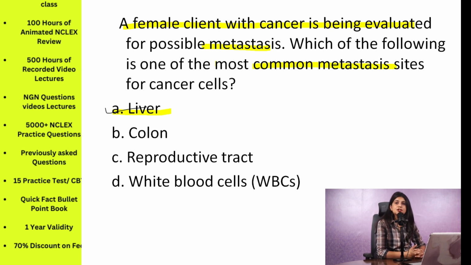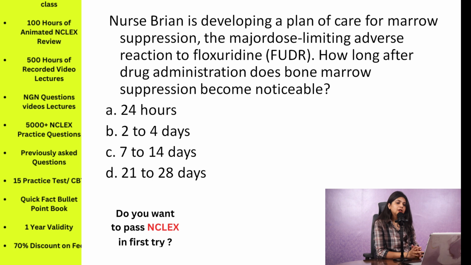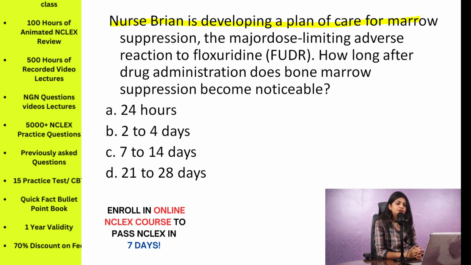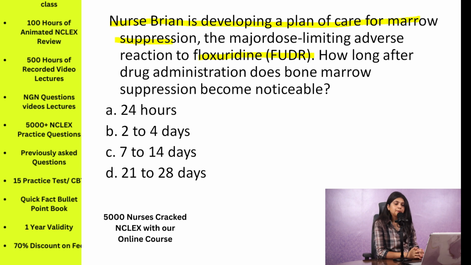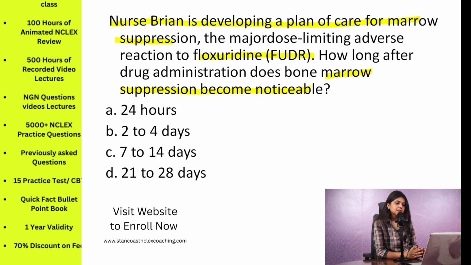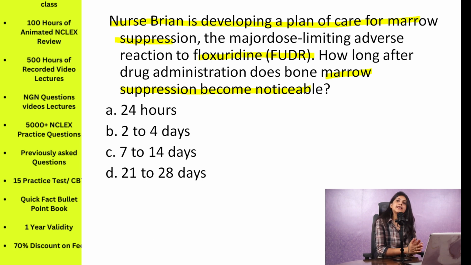Time to test your knowledge with the next clinical decision. Nurse Brian is developing a plan of care for marrow suppression, the major dose-limiting adverse reaction to floxuridine, FUDR. How long after drug administration does bone marrow suppression become noticeable? A. 24 hours. B. 2 to 4 days. C. 7 to 14 days. D. 21 to 28 days. Answer: C. 7 to 14 days.